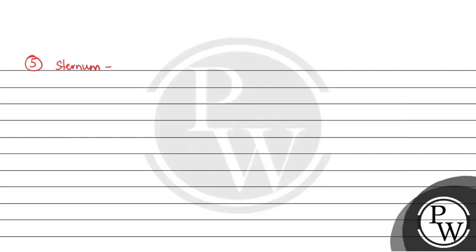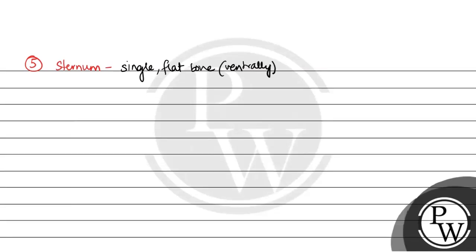Sternum, which is a single flat bone, which is present ventrally. इसे breast bone भी बोला जाता है. And the last is the hyoid bone. Hyoid bone is basically a U-shaped bone which is present at the base of the buccal cavity.